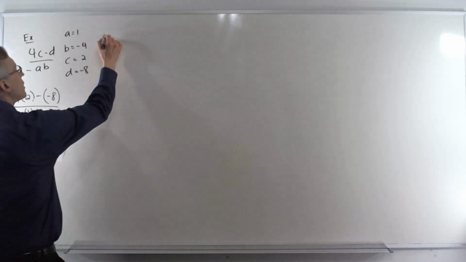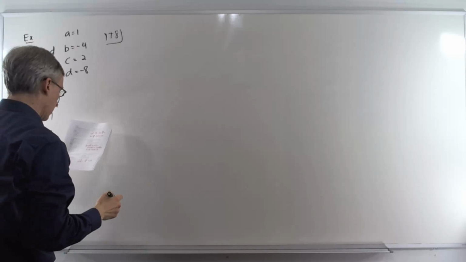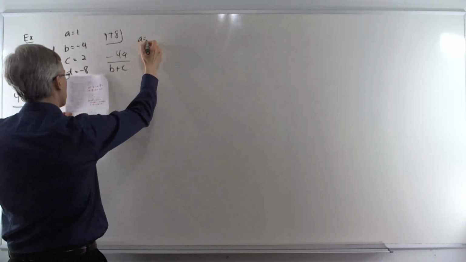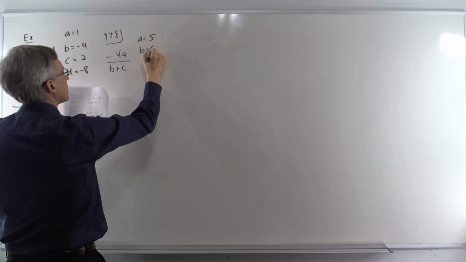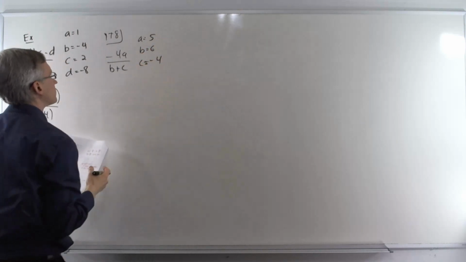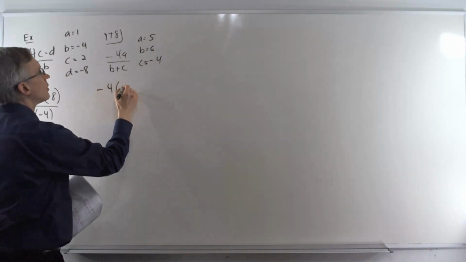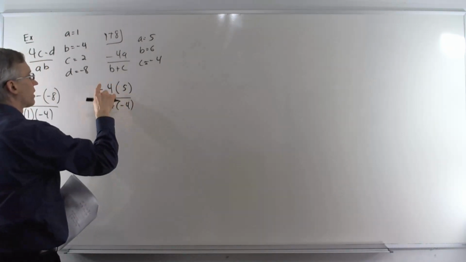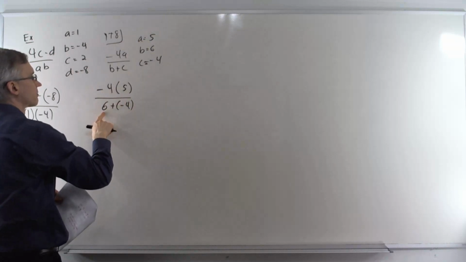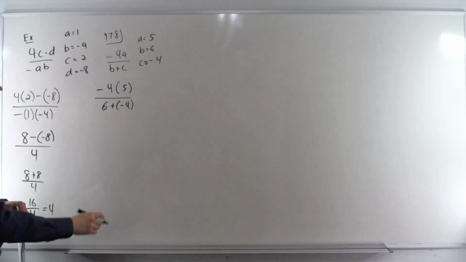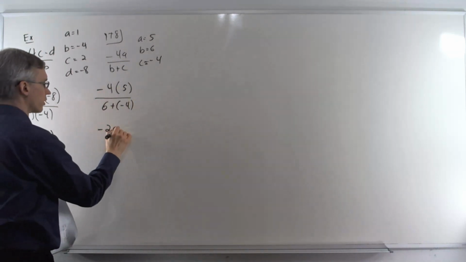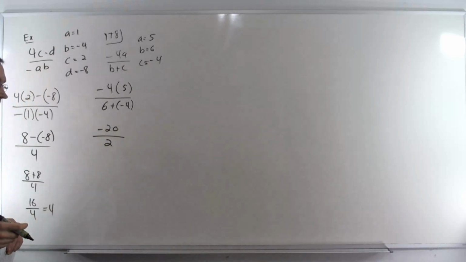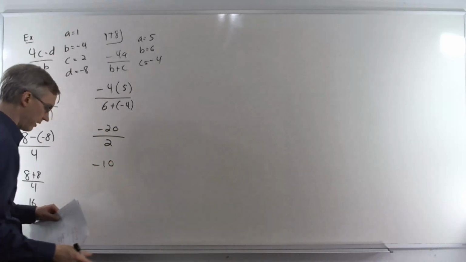Your turn, number 8. Negative 4a over b plus c, when a equals 5, b equals 6, and c equals negative 4. So plugging these in, we got negative 4 times a, which is 5, over b, which is 6, plus c, which is negative 4. Now on top, negative 1 times 4 times 5, that is negative 20. And the bottom, 6 plus negative 4 is 2. Now we've got a single number on top, single number on the bottom. Now we can divide and get negative 10.